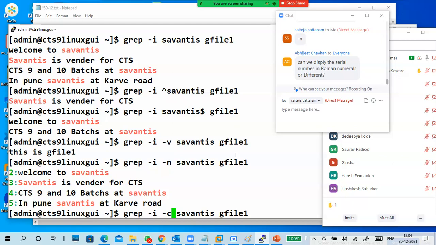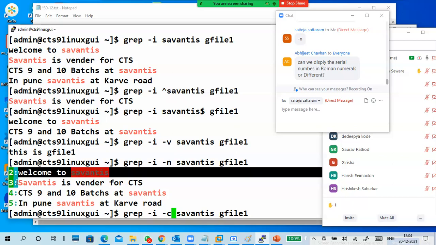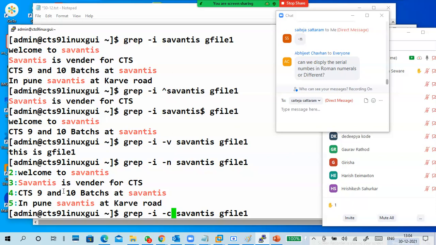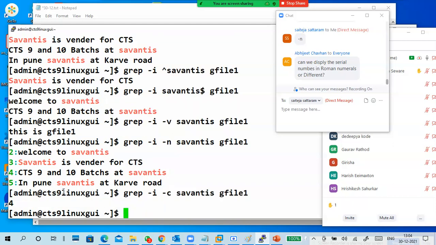The final one is hyphen C. Can we display serial numbers in Roman numerals? No, these are normal numbers only: 2, 3, 4. What is hyphen C? Number of lines that match this pattern. So four lines are there, that is what we are displaying. This is the practical we did earlier, and I'm showing the same practical.